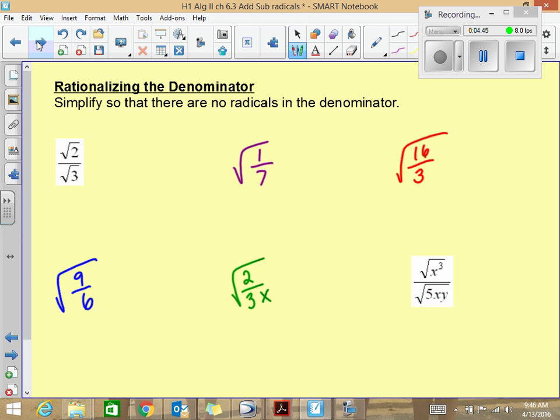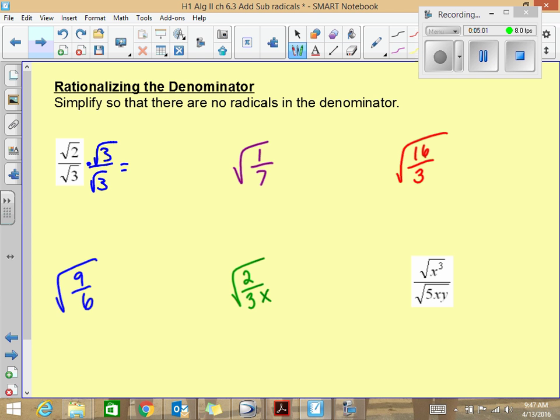And the way to get rid of that radical is think about what's on the bottom. So it's radical 3 on the bottom. And we're going to multiply by that denominator. Okay? Because what is radical 3 times radical 3?